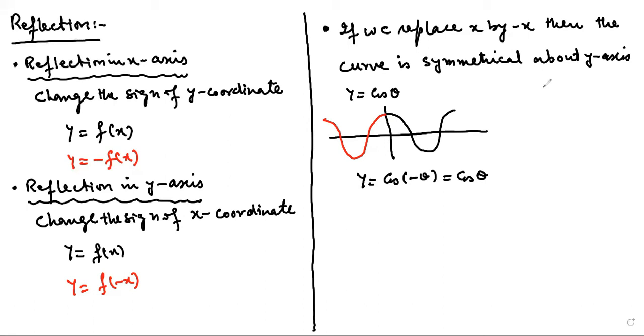The other example is y is equal to x square. This one is the shape of the curve. If we replace x with minus x, then the equation of the curve is unchanged and the curve is symmetrical about y-axis. Now, second important point.